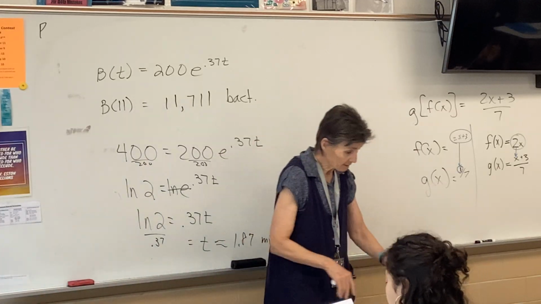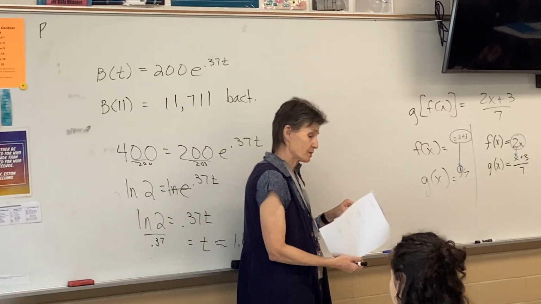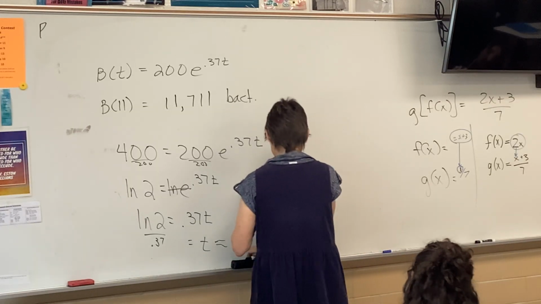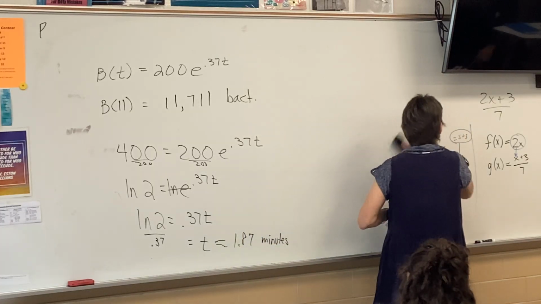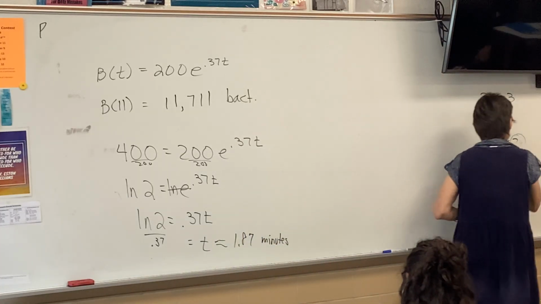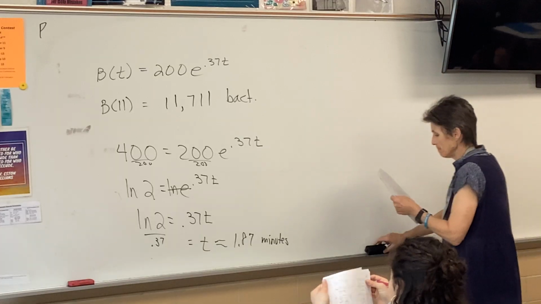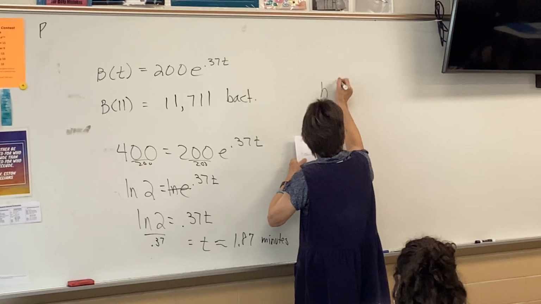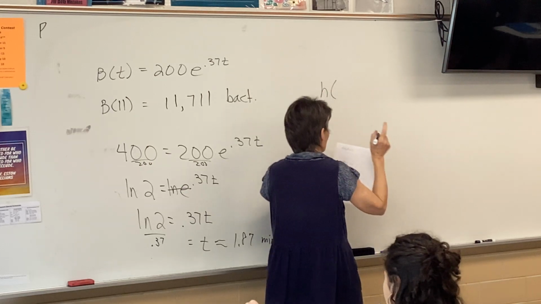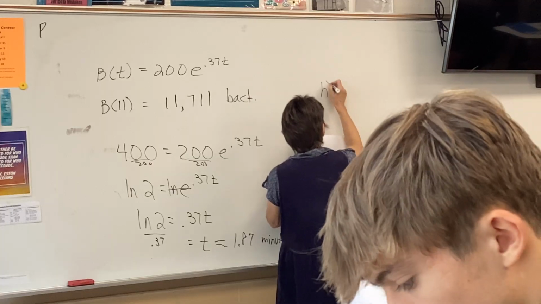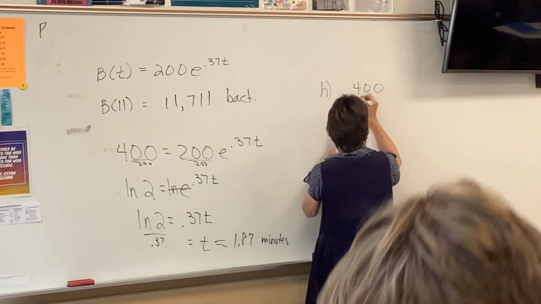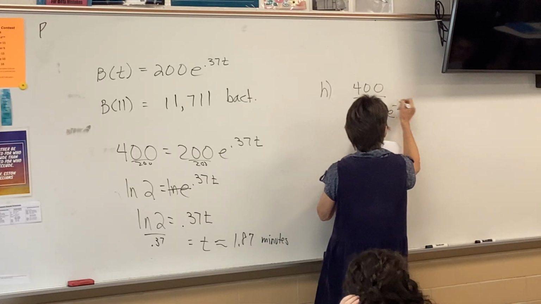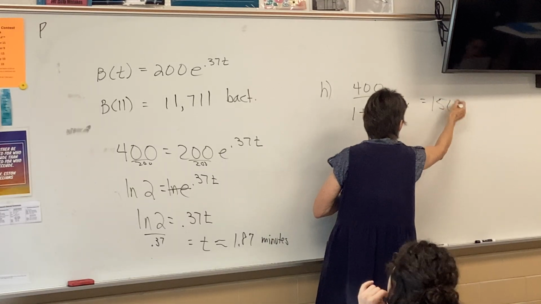All right. Put that away. We are done with it now. Let's go to your notes. We're on the back of page 37. We have problem H. I know we haven't done G, but don't panic. We're going to do H. So we have 400 over 1 plus 95 e to the negative 0.6x equal to 150.